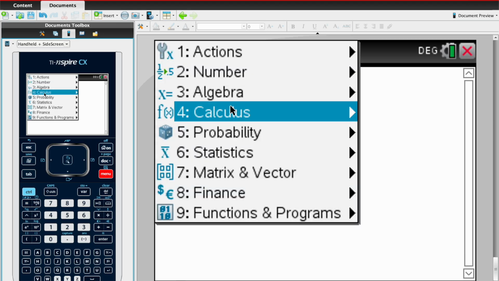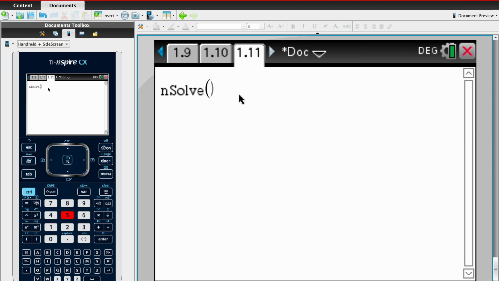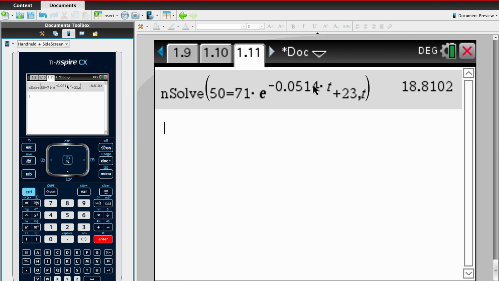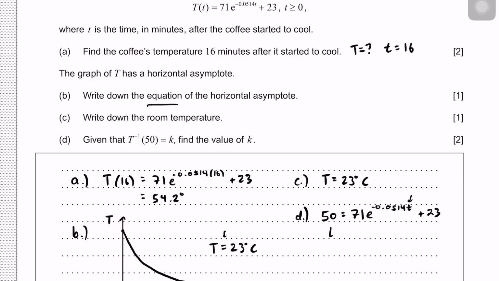So menu, algebra, numerical solve. Output is equal to 50. What is the input that makes that true? 0.0514t plus 23. And we want to solve for t. Okay. There we go. After 18.81 minutes, we have a temperature equal to 50. So let's go ahead and write that out. T equals 18.8 minutes.